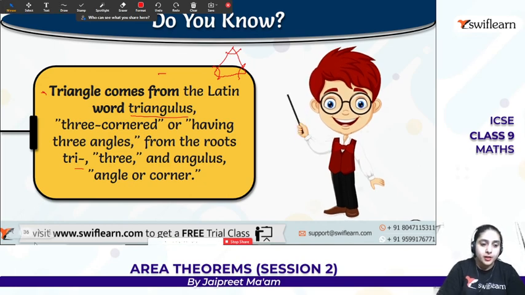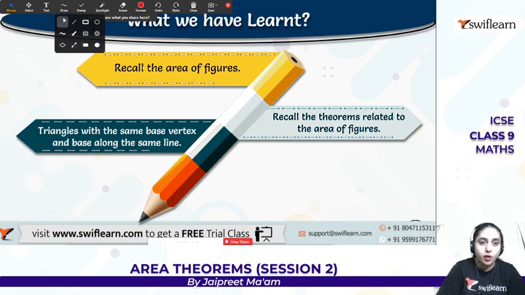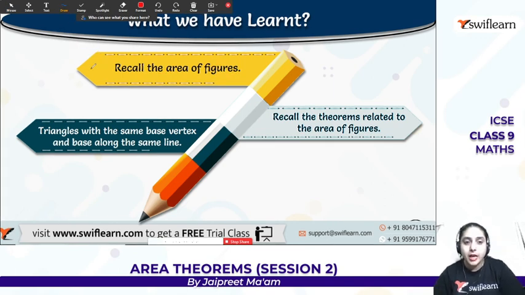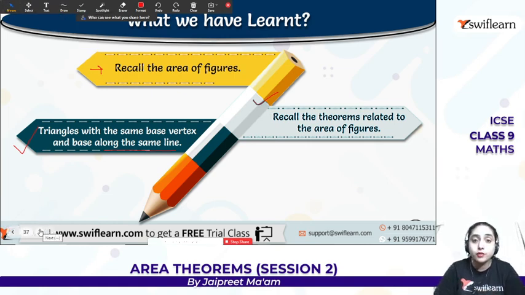Okay, so first of all we will wind up what we have done. We again recalled the area of figures. We described what base and altitude are. Triangles with the same base and same vertex along the same line have areas in proportion, right? And recall the theorems related to the area of figures. We have also done so many questions, and I have given you one question for homework.